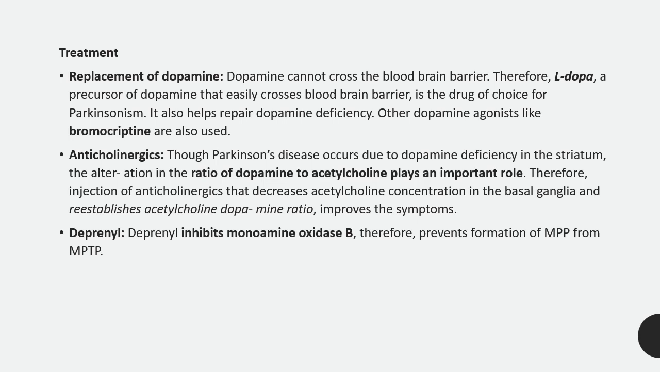Anticholinergics. Though Parkinson's disease occurs due to dopamine deficiency in the striatum, the alteration in the ratio of dopamine to acetylcholine plays an important role. Therefore, injection of anticholinergics decreases acetylcholine concentration in the basal ganglia and reestablishes the acetylcholine-dopamine ratio. This improves the symptoms. Deprenyl. Deprenyl inhibits monoamine oxidase B. Therefore, it prevents formation of MPP from MPTP.